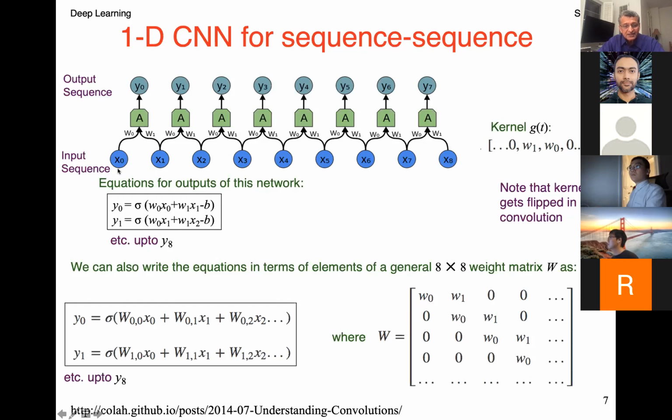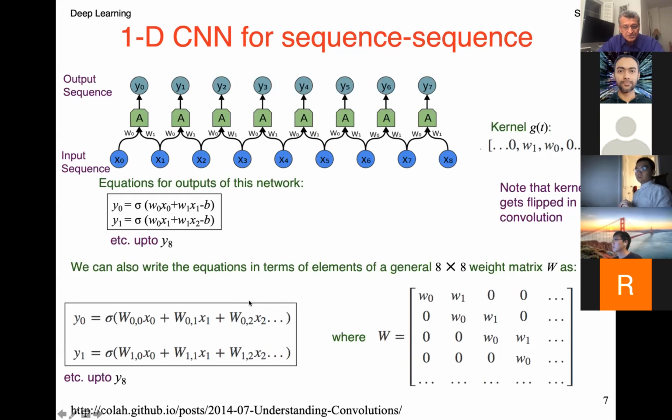What is essentially happening is if you have this kind of an architecture, where you're only remembering the previous value, using it, remembering the previous value, using it, and so on, essentially this is equivalent to a convolutional neural network with a kernel which is of the form zeros, W1, W0. So the Y0 is sigmoid of W0 X0 plus W1 X1, right?